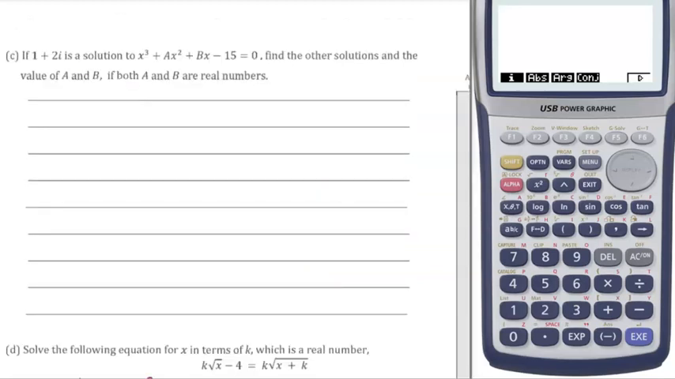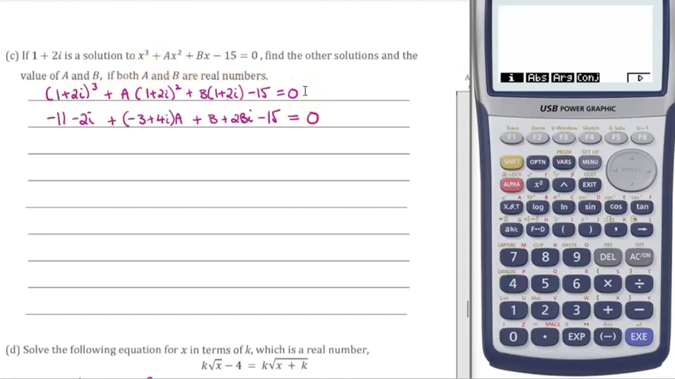For part C, we're told we have a solution to this equation here. We want to find the other solutions. We know there will be 2 more because this is a cubic. First of all, putting that solution into this equation and simplifying gets us this far. Now if we take out the real and imaginary sections of that, all of the real parts of this come to this, they will be equal to 0 because it's equal to 0 on the right hand side here, so the real part on the right hand side is also 0.